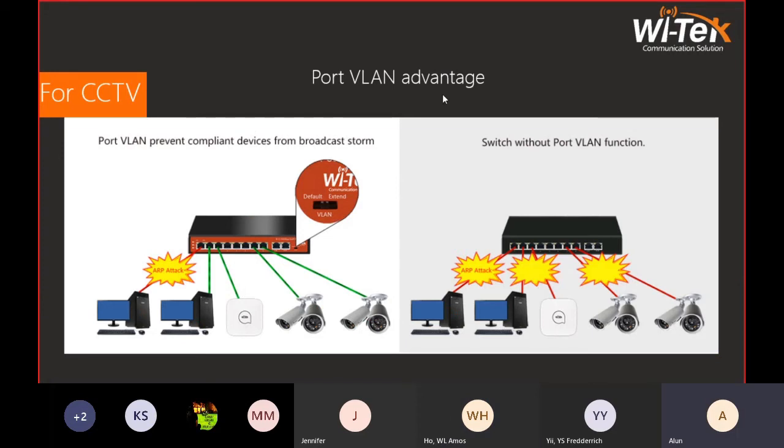A port VLAN advantage is, such as, sometimes in your network your computer gets an ARP attack, and the computer will always send broadcast data to the other devices. But if you have the port VLAN protection, the computer cannot send the data to the other devices. It can only send to the uplink port. So it will protect other devices in the network. If no port VLAN, the whole network of devices will get the ARP attack.